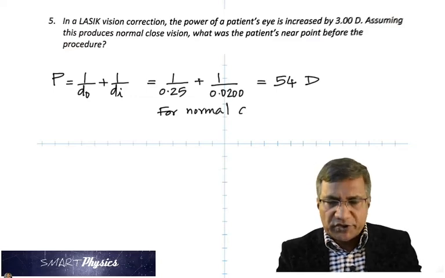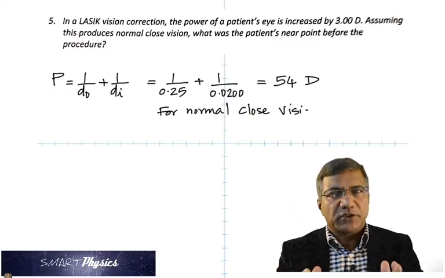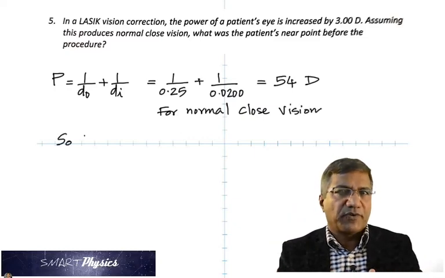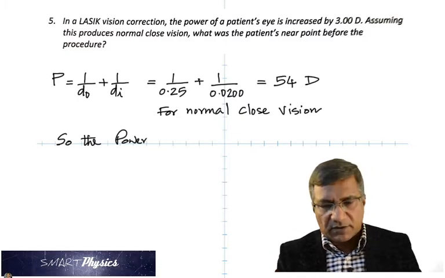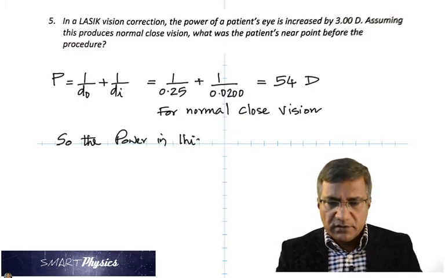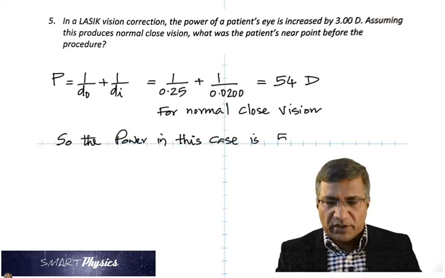So for normal vision, it's supposed to be 54 diopter, but this patient did not have a power of 54, had 3 diopter less, and that's why it's been increased. So the power in this case is 51 diopter.